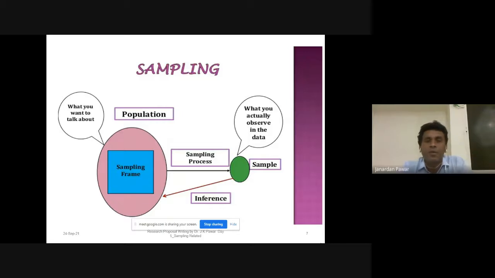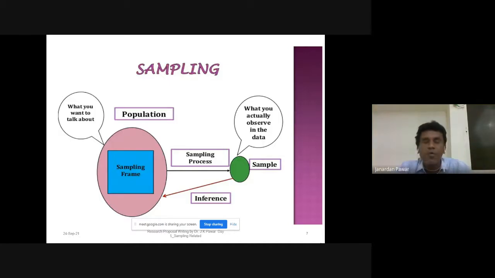Now this one is the process of sampling. So how is the process of sampling done? Just look at this particular figure. Population is there. Then we go for the sampling frame. Then we start the sampling process. And from that process, we get our sample. When the sample is ready with us, we collect data and information from them.